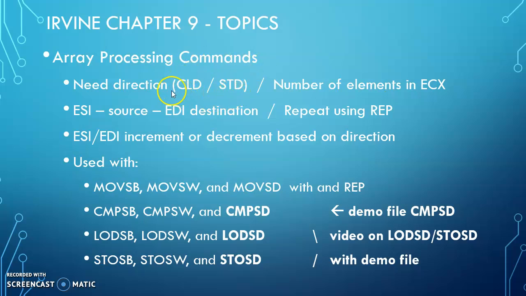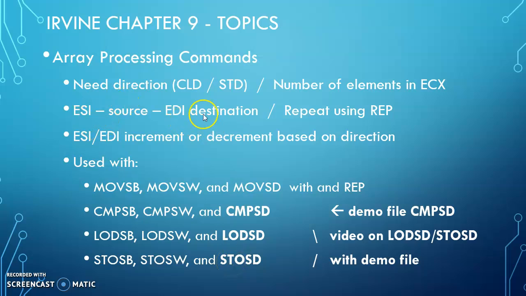And what we need to do is set a direction. What CLD will do, as it's using the load and the store and processing the array, is increment ESI and EDI. So with the CLD, ESI and EDI will be incremented to the next element. If you're doing LODSB, it adds 1. If you're doing LODSW, it adds 2. If you're doing LODSD, it adds 4. So it takes care of that for us.